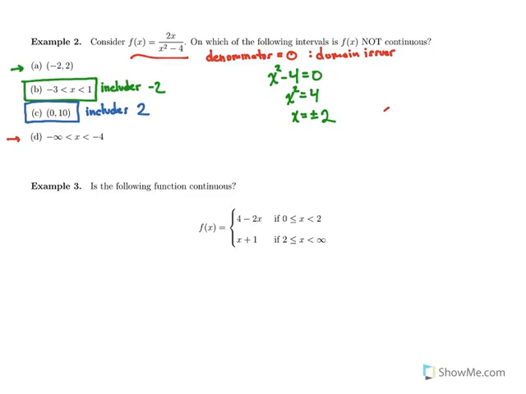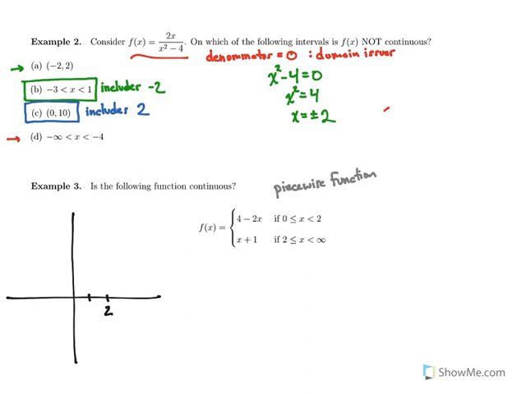All right, let's look at the next one. Is the following function continuous? This is a piecewise function. We could graph this function to kind of see what's going on. So let's actually do that real quick. We'll do it very briefly. There is only one kind of interesting point here, and that is at the x value of 2.